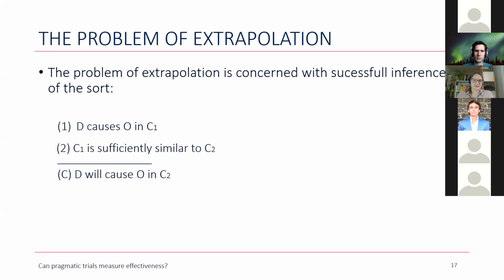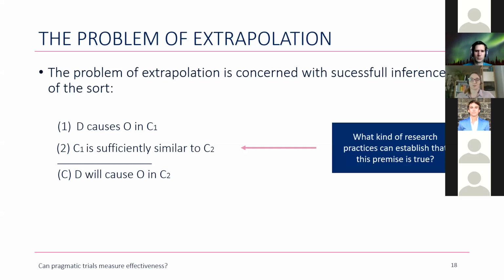Now, while it's easy to solve such inferences theoretically, here the suggestion is that we can simply add a second premise that states that one context is sufficiently similar to the other context. The hard work, of course, only begins when we try to figure out what 'sufficiently similar' means, and also what kind of research practices can establish that this premise is in fact true. Now, Jonathan Fuller and Jacob Segenga both have very convincingly shown why it is fallacious to assume that this inference holds based on ideal trials.